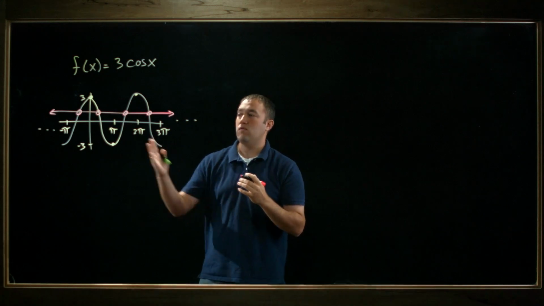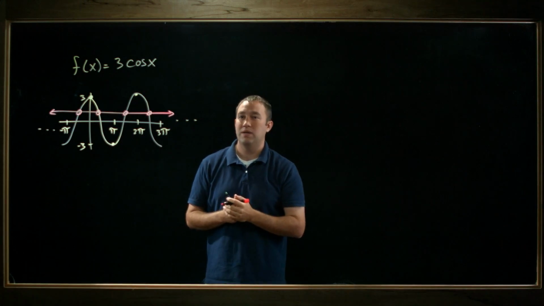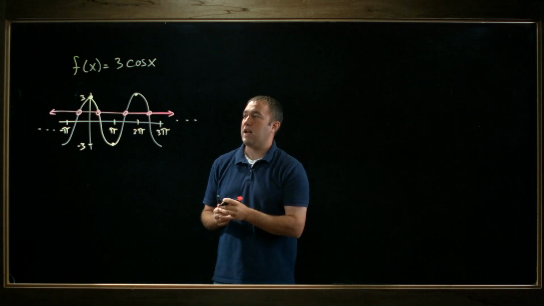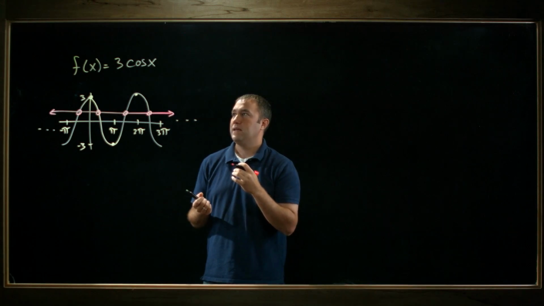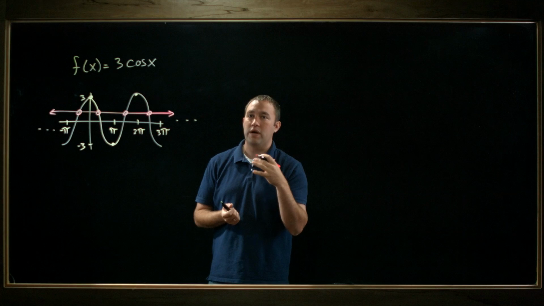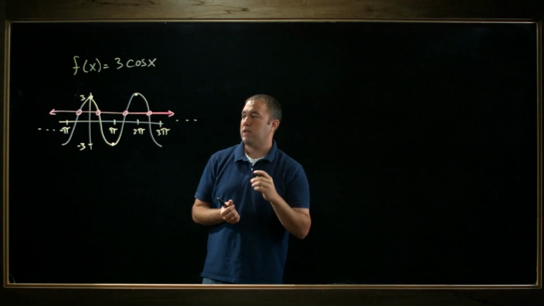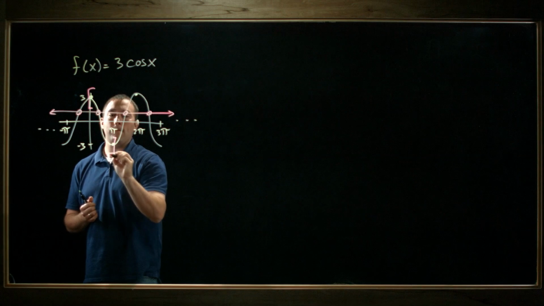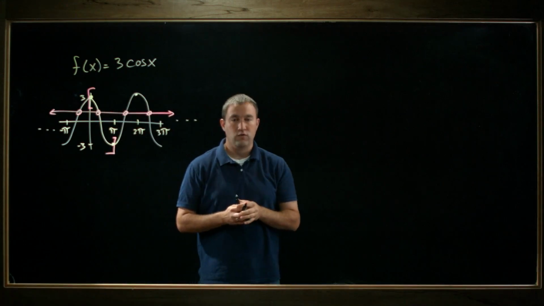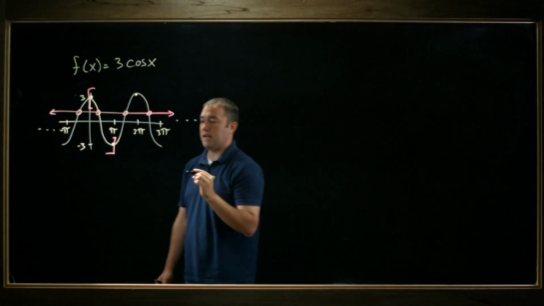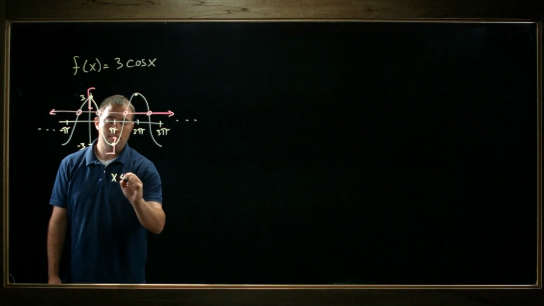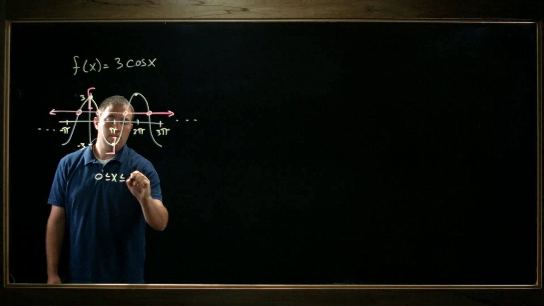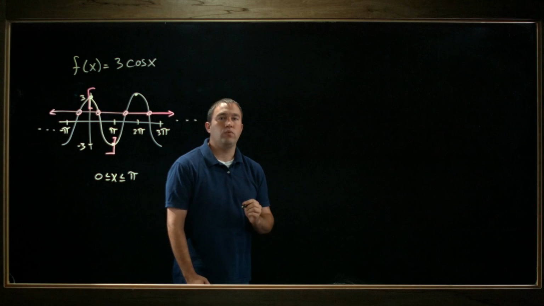The function is not 1 to 1. However, can I find an interval of this function where it is 1 to 1? Now, I'm going to pick this interval in a little bit of an intelligent way, and I'll show you why here in a minute. But I'm going to pick the interval between 0 and pi. The interval between 0 and pi. So I'm going to let x fall between 0 and pi.